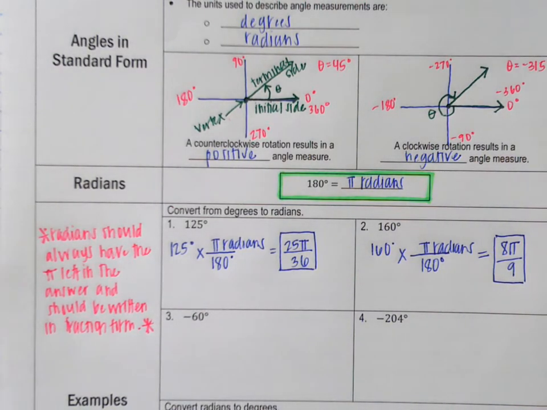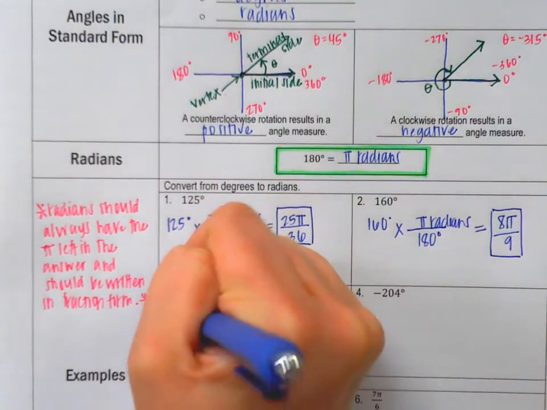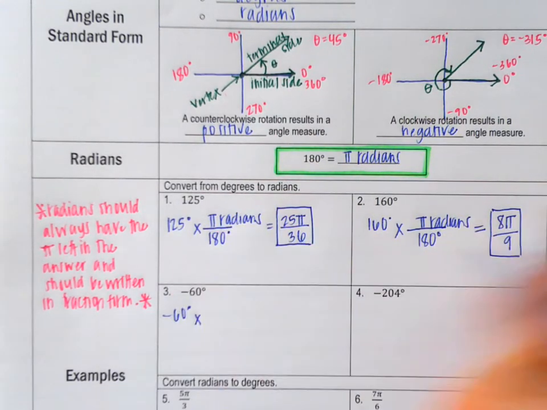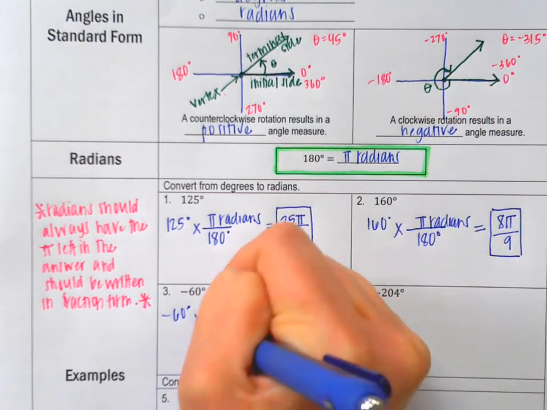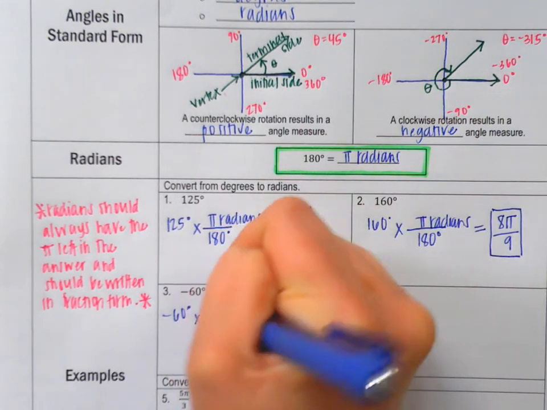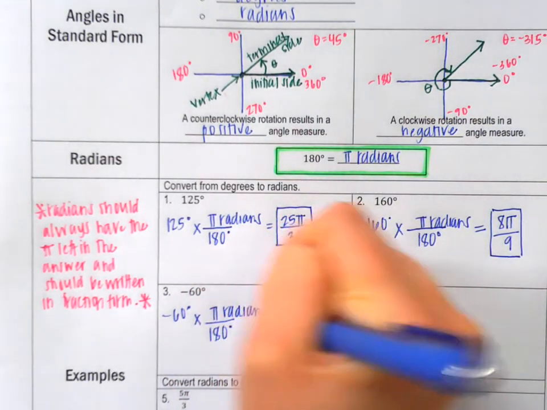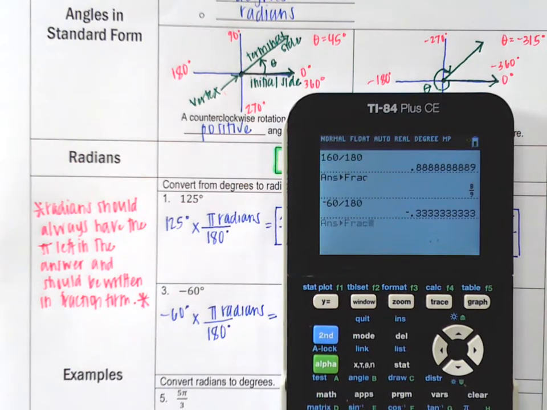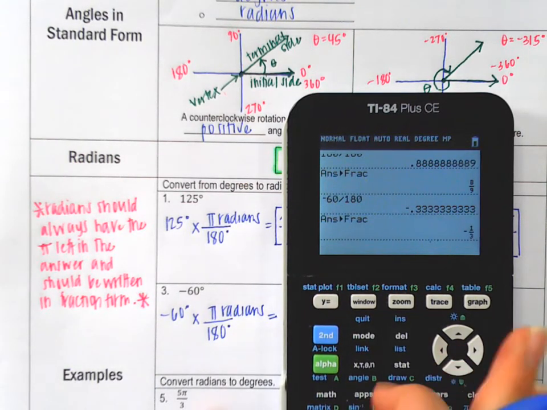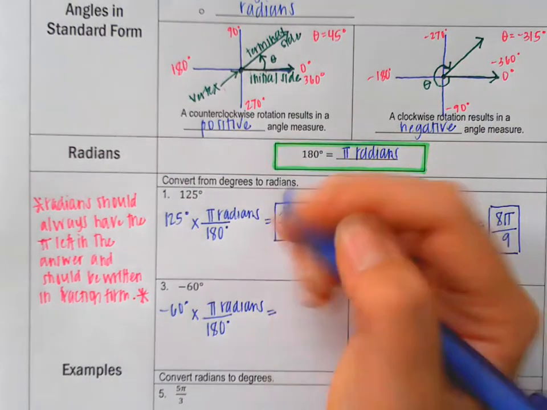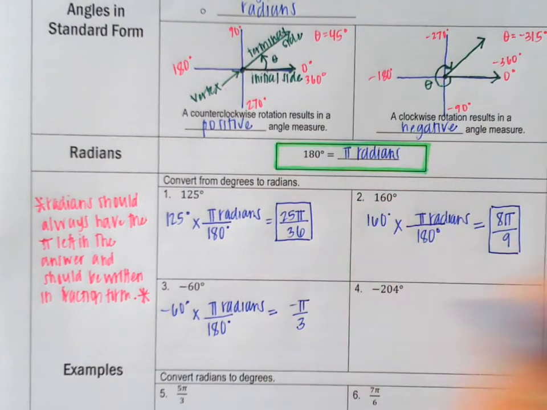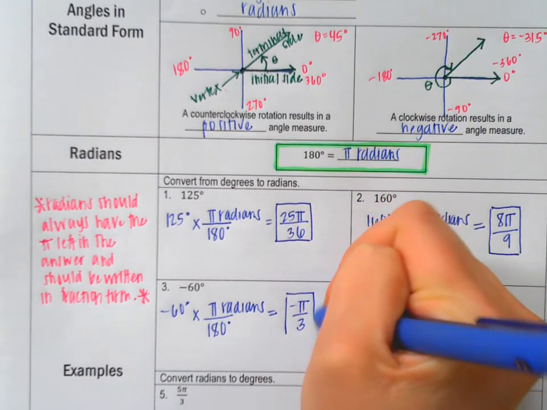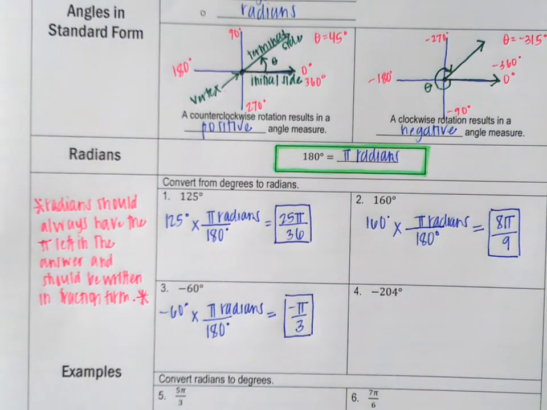Okay, so negative 60 for number 3 doesn't change anything. We just keep the negative there. So we're trying to convert this to radians, so we're trying to get rid of degrees. So put the degrees in the denominator and the radians on top. And again, we can do that in our calculator. Negative 60 divided by 180 gets us a fraction of negative 1/3. We don't have to write the negative 1. We can just write it as negative pi over 3, because negative 1 times pi is just negative pi.